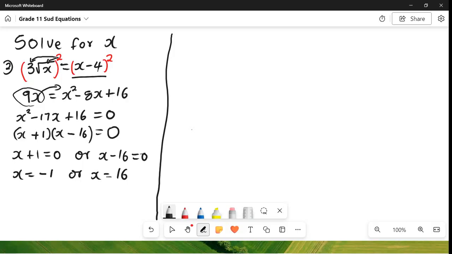But now we need to check if indeed these values are going to suit these equations. So our equation is, let's do this in red, 3 square root of x equals x minus 4. So wherever we find x, let us start by substituting minus 1. I think we've gone wrong somewhere here.